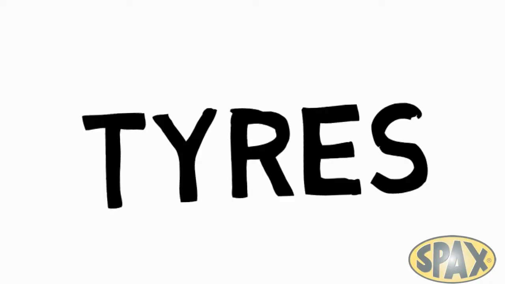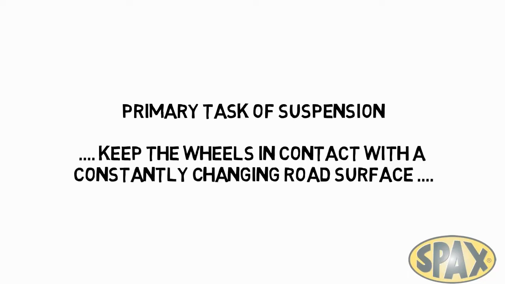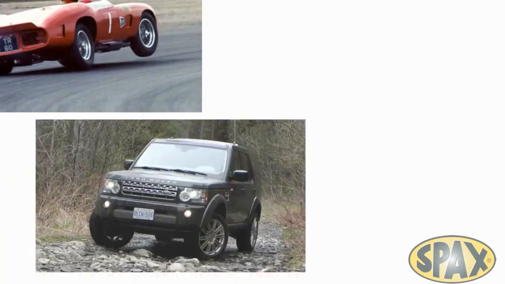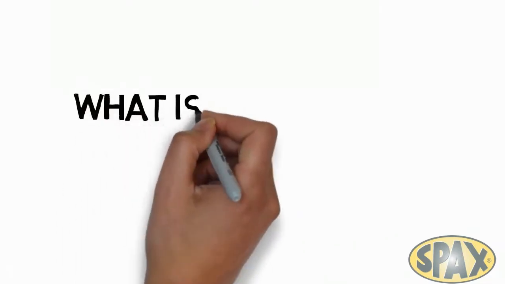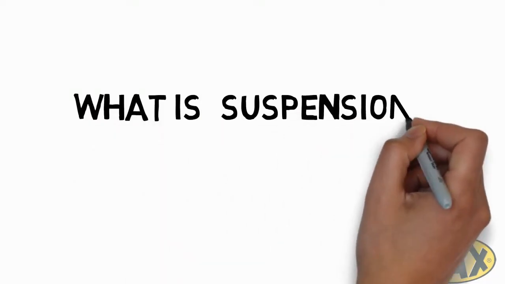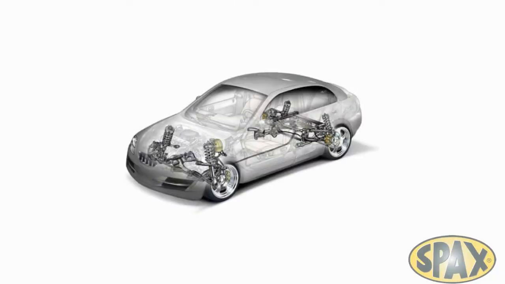A car suspension system comprises tyres, springs, associated linkages and the shock absorbers or dampers. The primary task of suspension is to keep the wheels in contact with the constantly changing road surface, and it will need to be tuned to ensure a compromise between road holding, handling and passenger comfort. Without adequate suspension, it wouldn't be possible to drive a car. The components in a suspension design provide a stable platform to transport passengers in comfort and safety.